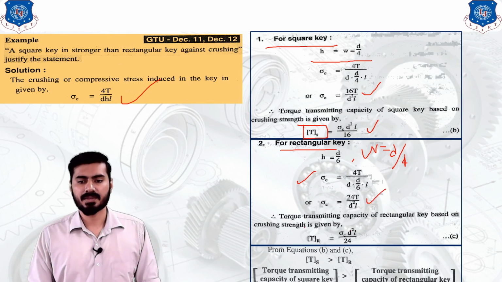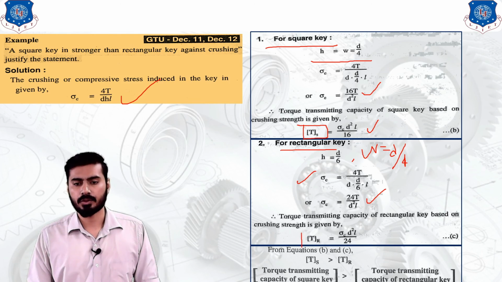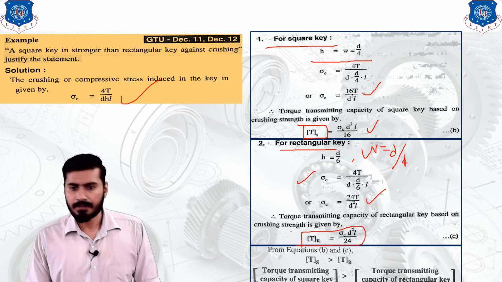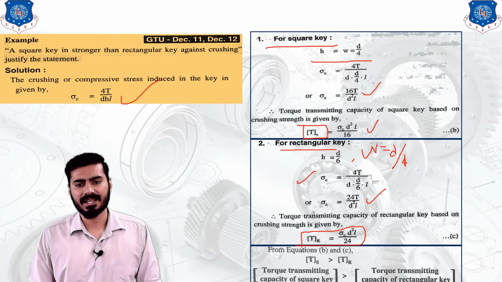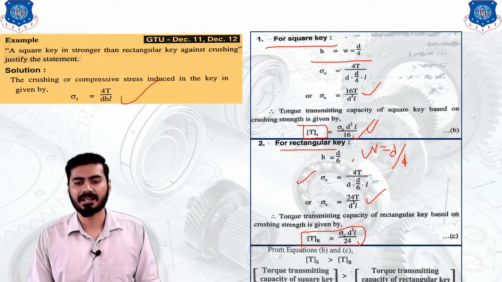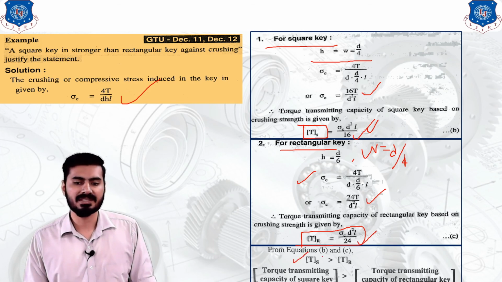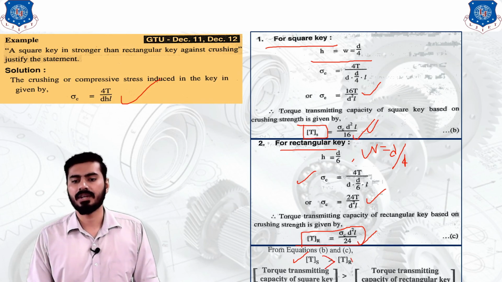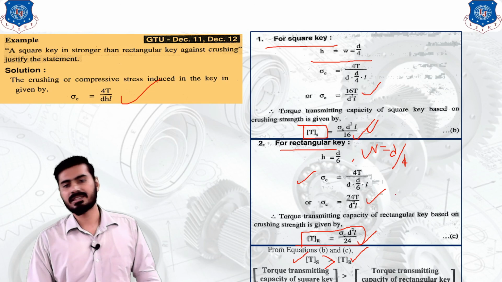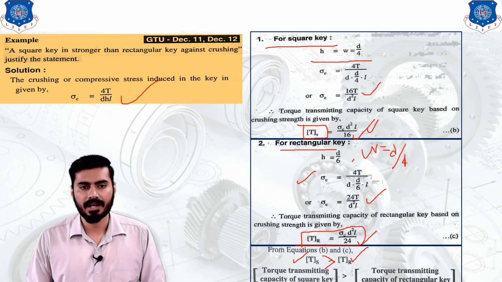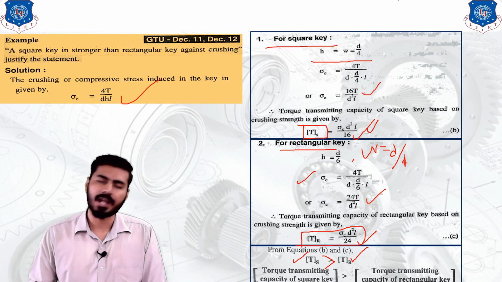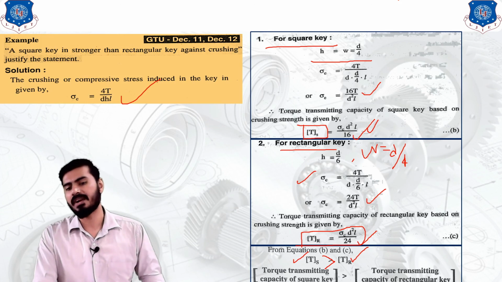The torque transmitting capacity can be calculated using this equation. If you compare both torque transmitting capacities, the denominator of the square key is smaller than that of the rectangular key. Then we can say that the torque transmitting capacity of the square key is larger than that of the rectangular key. So this is the statement which we were required to justify, and we have just justified it.